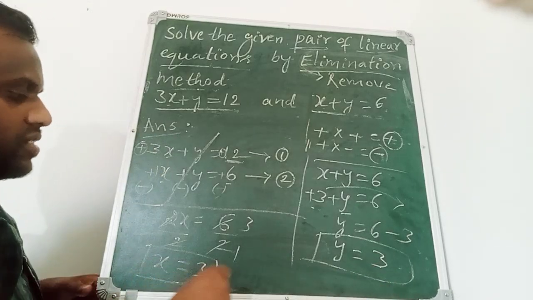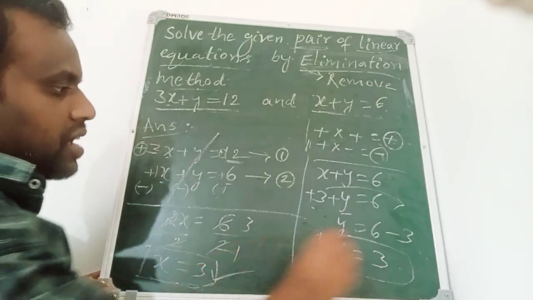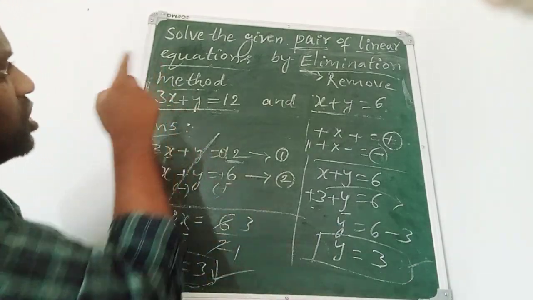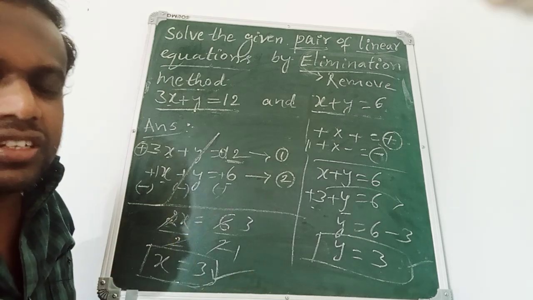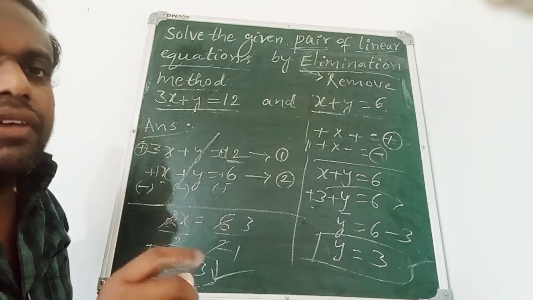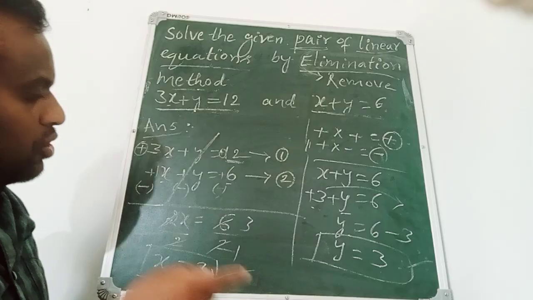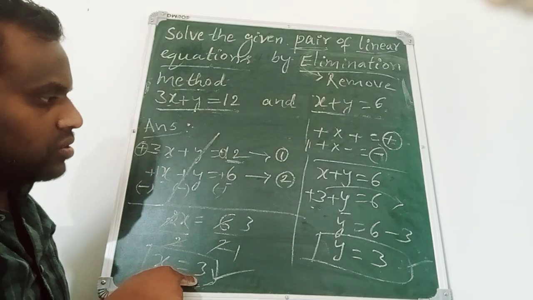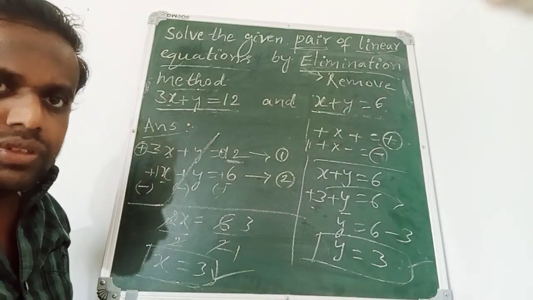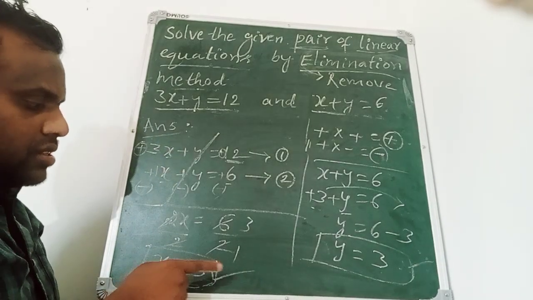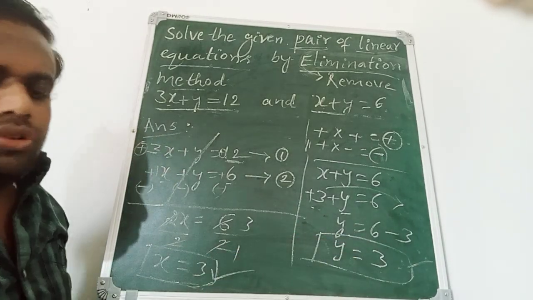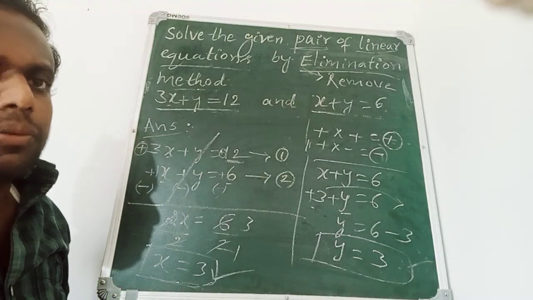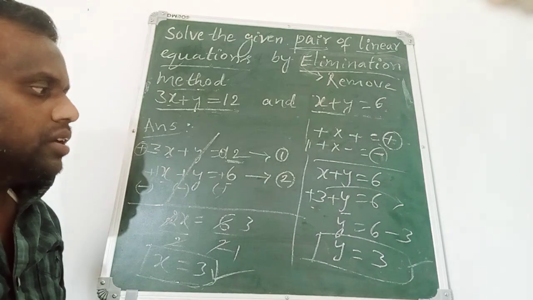So we got y is equal to 3 and this is the answer. This and this are the answers. The question is what? Solve the given equation. Solve means finding the values of x and y. So we calculated the values of x and y. x is equal to 3, y is equal to 3. That's all. These are the answers. So that is done. We are done with this problem. We solved the problem.